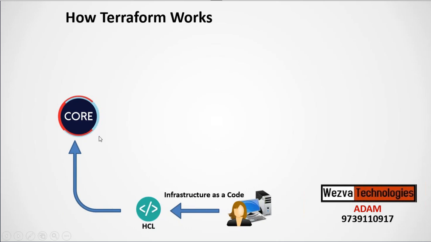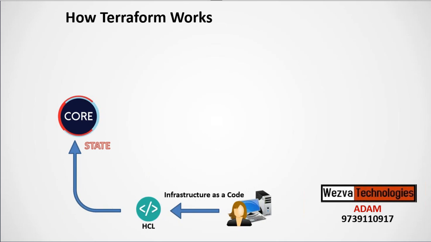Now, once you have written it and given it to Terraform, the first thing Terraform will do is read your desired state. For example, my desired state in the file is I need one VPC, one security group with whatever ports, two machines, and one load balancer. Assume this is my desired infrastructure state.